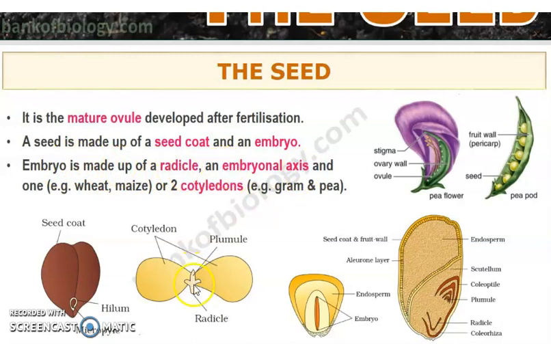You can see an axis here. The axis is an elongated structure. Along with that, it will contain 1 or 2 cotyledons. You can see here, this is a cotyledon and this is again a cotyledon. The scutellum written here is also a cotyledon. So the embryo is made up of radicle, embryonal axis and 1 or 2 cotyledons. If it is 1 cotyledon, plants like wheat and maize have 1 cotyledon and are called monocotyledons. If a seed has 2 cotyledons, it is called a dicotyledon. Examples are gram and pea, right?